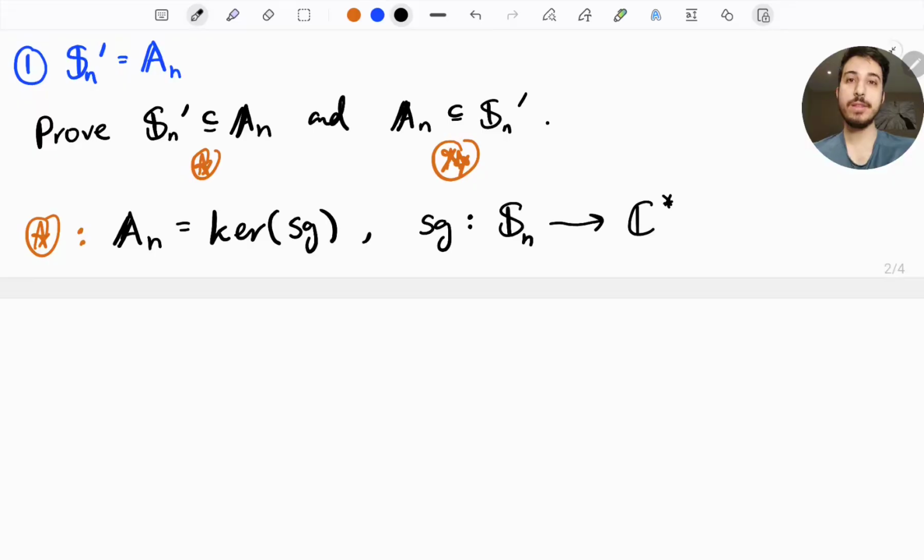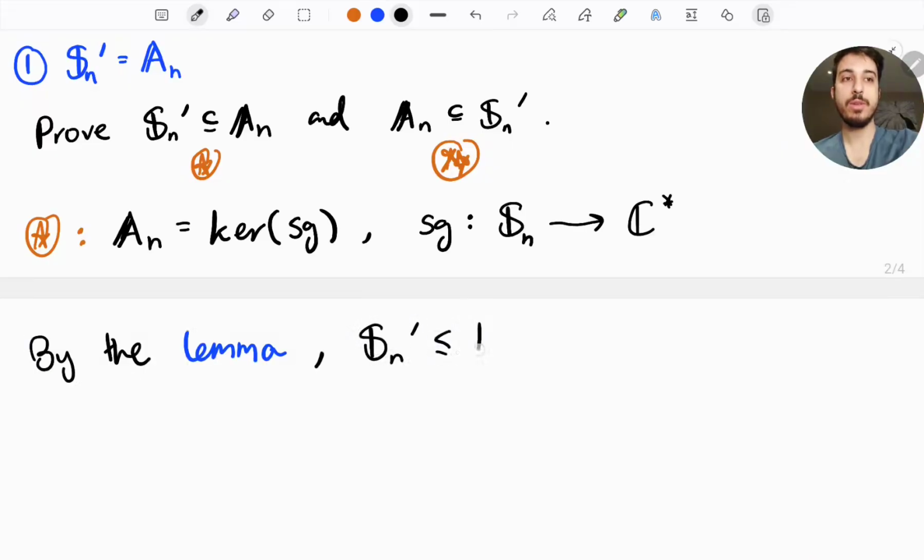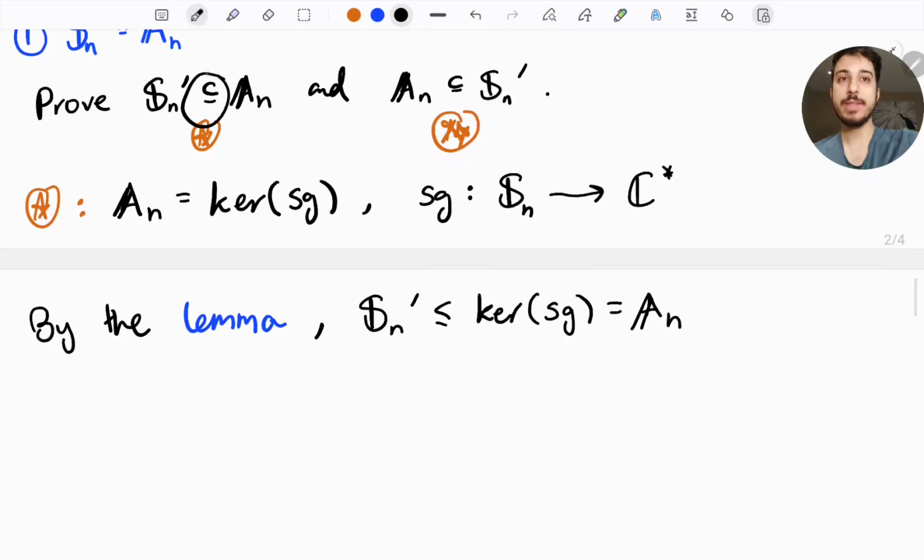So because the sign is a homomorphism and An is the kernel, that means by the lemma, the commutator subgroup of Sn is a subgroup of the kernel of the sign homomorphism, which equals An. So not only is it a subset of An, but also a subgroup of An. So we got even more than what we wanted. So that's the first inclusion.